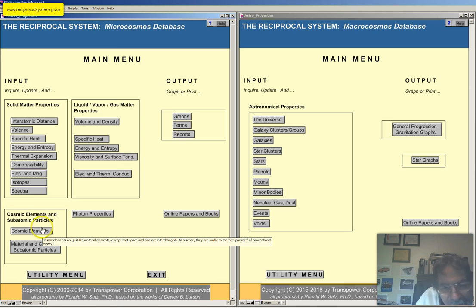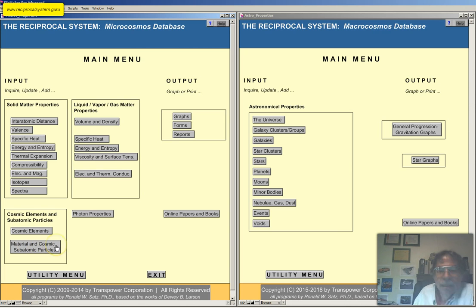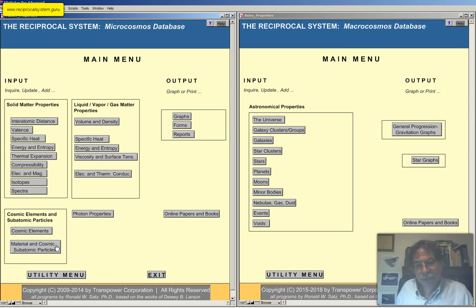This database module also covers the cosmic elements and subatomic particles, including both material and cosmic. The cosmic sector is the inverse of our material sector. So there are two halves to the physical realm, our material sector and the inverse or cosmic sector. In our sector, velocity is s over t. In the inverse sector, velocity is t over s. Space and time are reciprocally related in motion. So the reciprocal system is a supersymmetrical theory of space and time. It completely and utterly supersedes all other theories in modern physics.